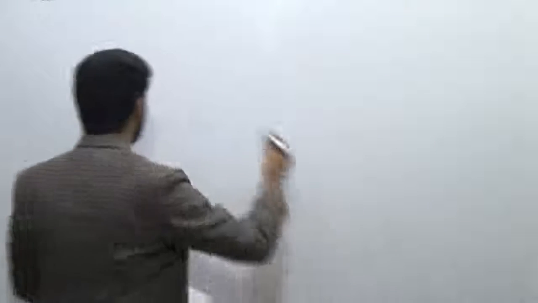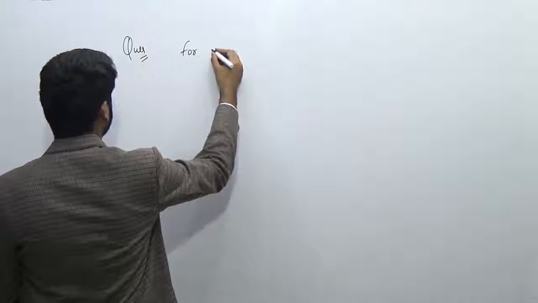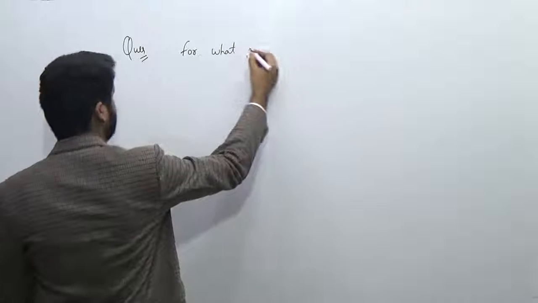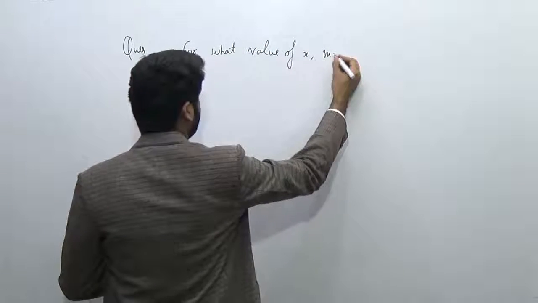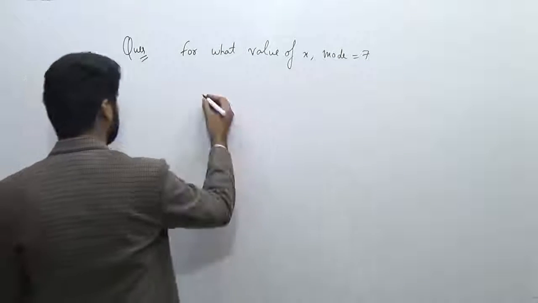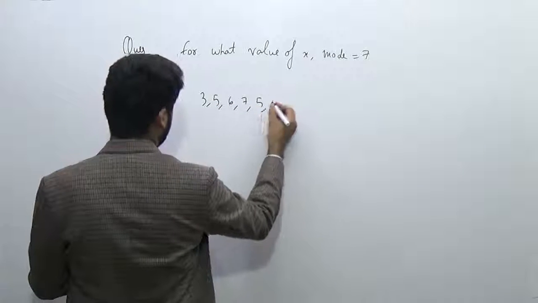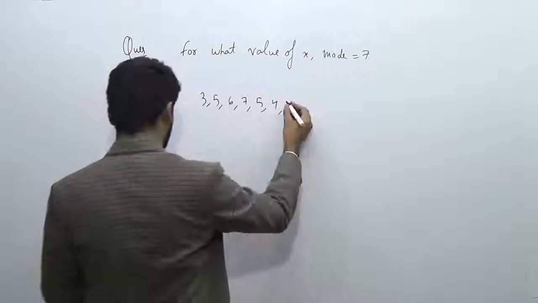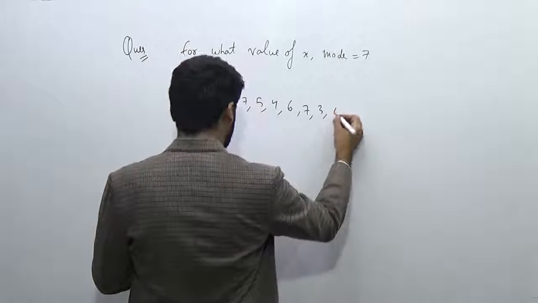So let's do another question. So guys, tell me, for what value of x the mode is equal to 7? For what value of x the mode is equal to 7? 6, 7, 5, 4. I'm going to write the exact question which was asked last year.